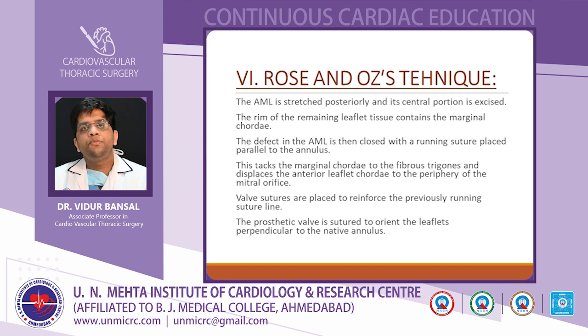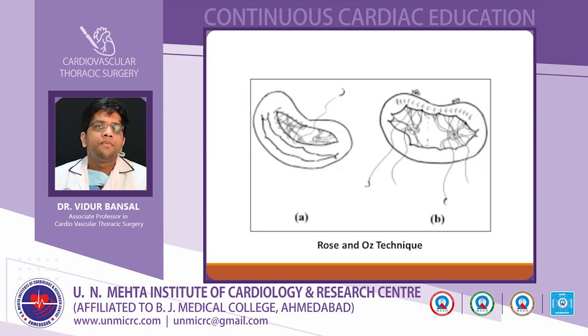The AML is stressed posteriorly and its central portion is excised. The rim of the remaining leaflet tissue contains the marginal chordae. The defect in the AML is then closed with a running suture placed parallel to the annulus. This stacks the marginal chordae to the fibrous trigones and displaces the anterior leaflet chordae to the periphery of the mitral orifice. The valve sutures are placed to reinforce the previously running suture line. The prosthetic valve is sutured to orient the leaflets perpendicular to the native annulus. This can be seen here.